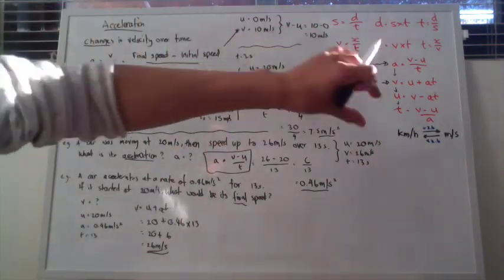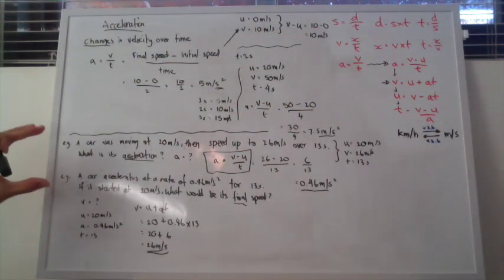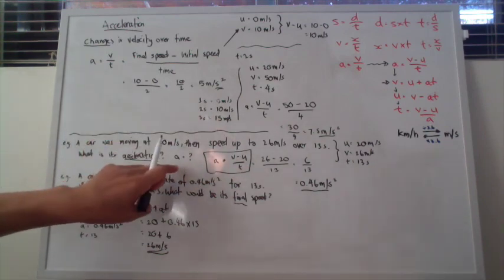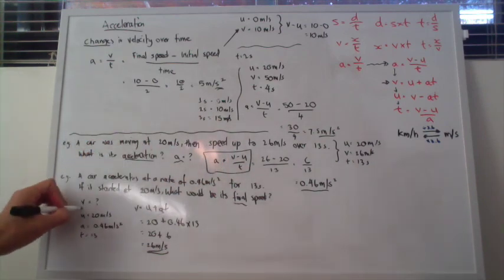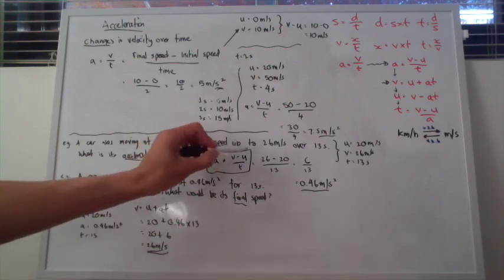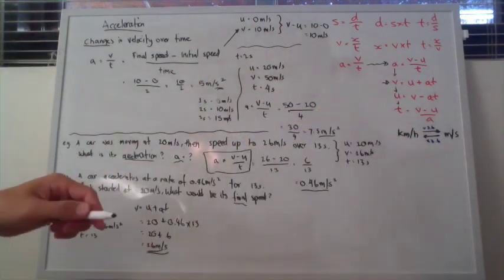Now, I can do the same for all of these, and the expectation is that you guys are able to recognize what you are searching for. Is it a? Is it v? Is it u? Is it t? And then you're using the correct formula to then calculate it, okay?